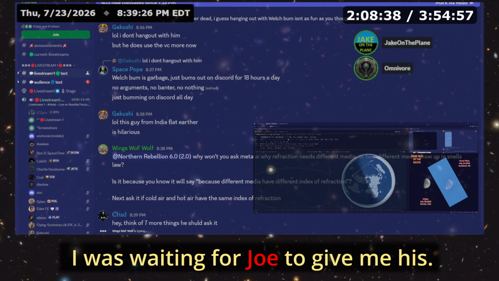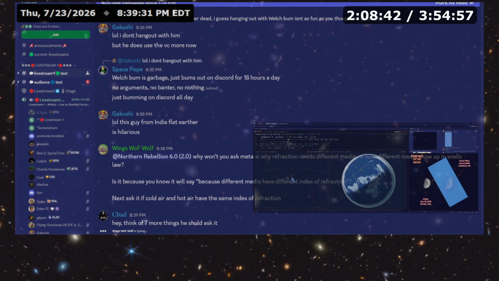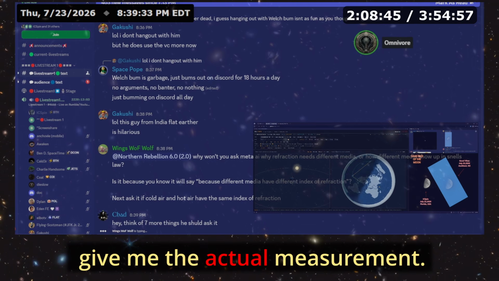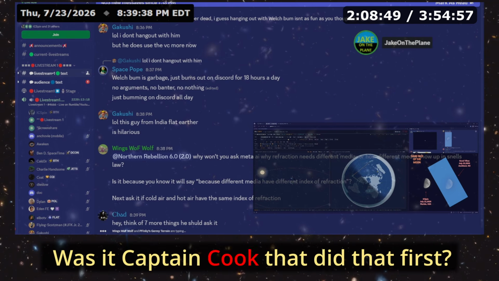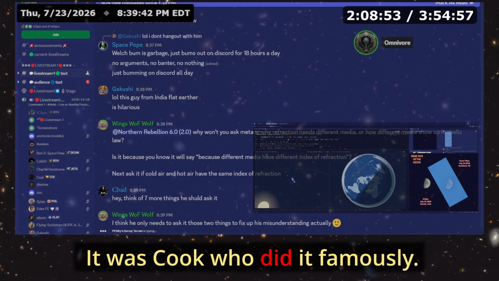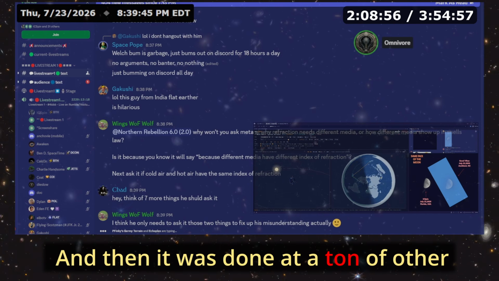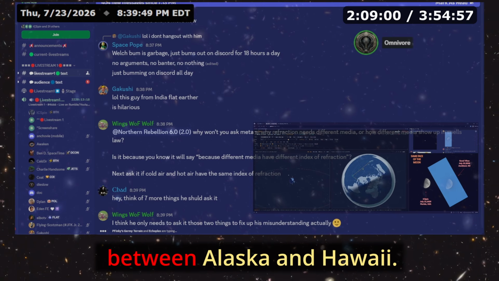I know. I was waiting for Joe to give me his actual citation. That gives you the actual distance. Was it Captain Cook that did that first? I think it was Captain Cook that made that observation. Well, it was Cook who did it famously, and then it was done at a ton of other observatories all over the world. It was most recently done between Alaska and Hawaii.